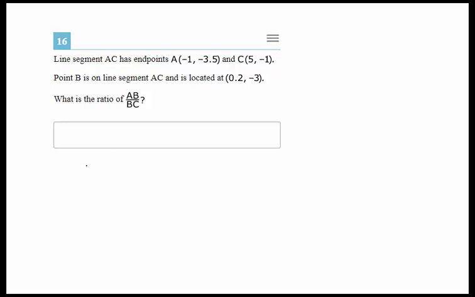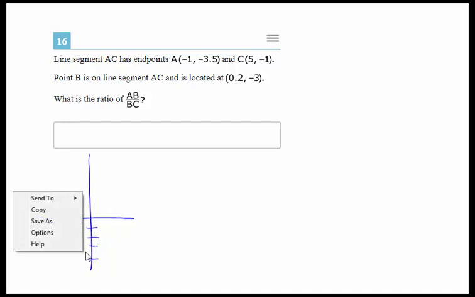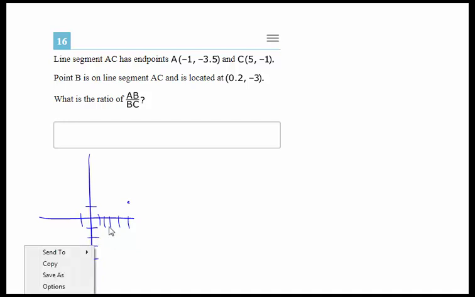So you can kind of draw this out in order to help. It's not necessarily needed to draw it out, but seeing a visual is sometimes pretty helpful. So (-1, -3.5) would be about right here, and then (5, -1) would be about right here. And (2, -3) would be about right here. And this is kind of our line.